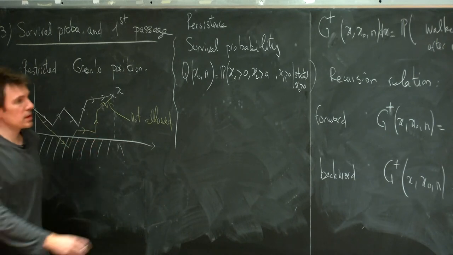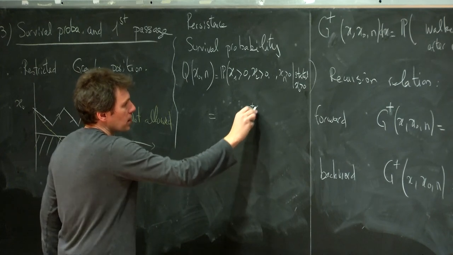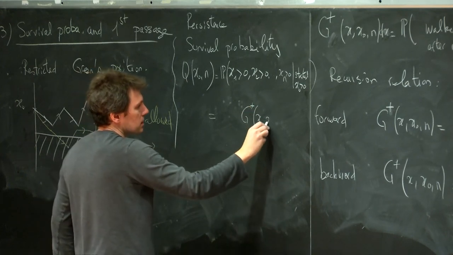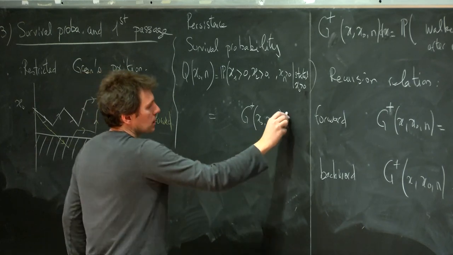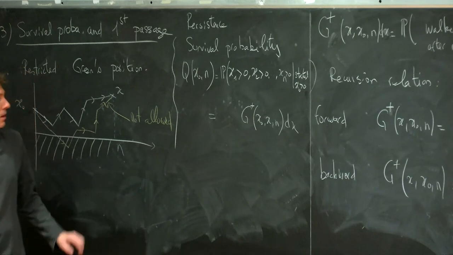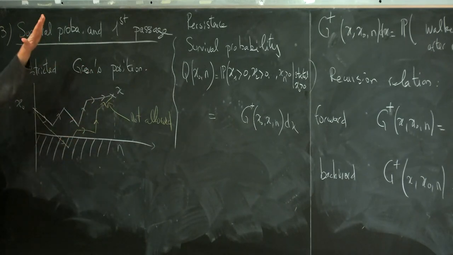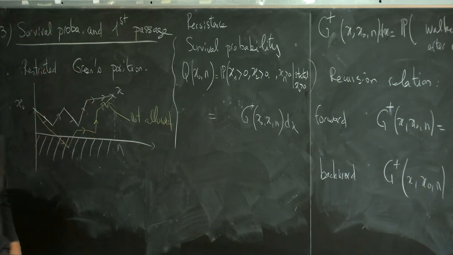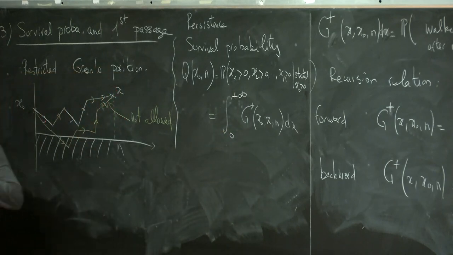So the statement is that I look at all the probability that drives me from x0 to x. So this is the probability that I arrive within x and x plus dx, and then I just integrate over all the possible values of x. Good. So that will be really a central object in the following.